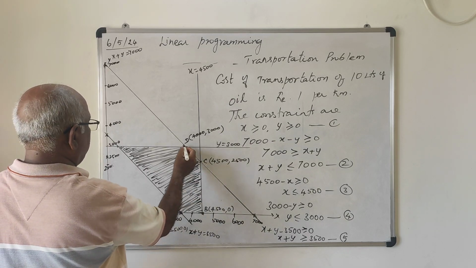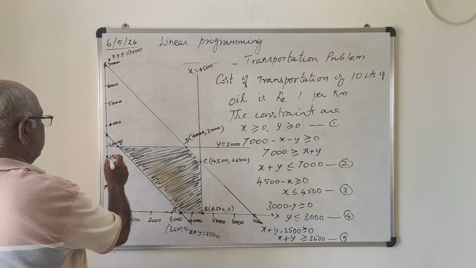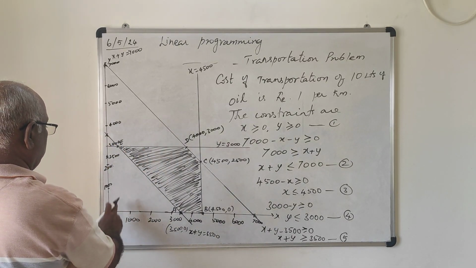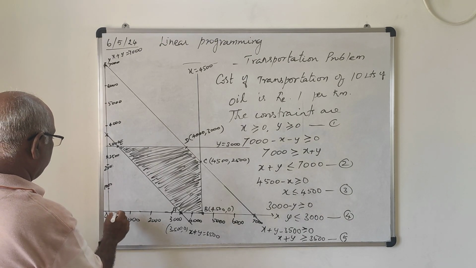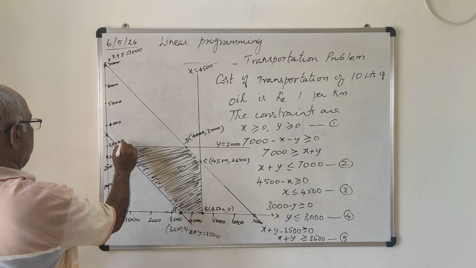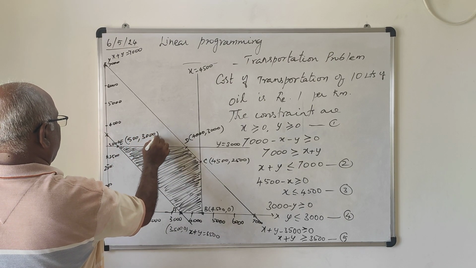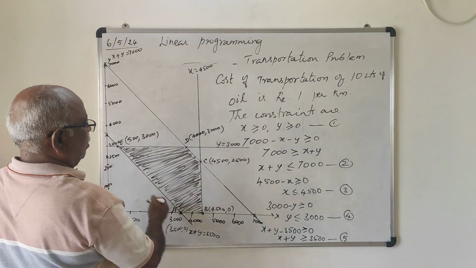A, B, C, D, E. The point E is Y is 3,000, X is 500. So E is (500, 3,000). These are the corner points.